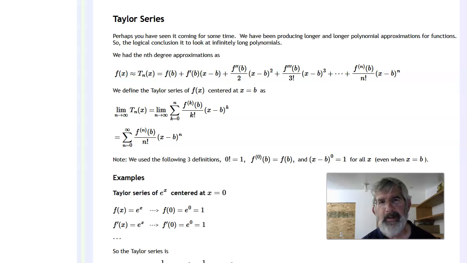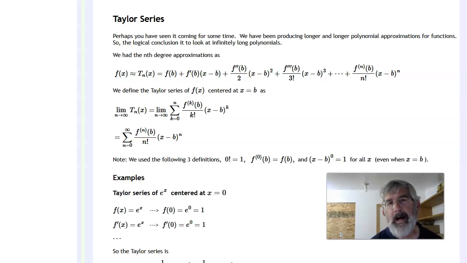So we finally made it to that part of the course that's actually the title of the course, right? This was a Taylor series course, and this section is on Taylor series. And perhaps you've seen this coming, because what we've been doing for the last few weeks is building up better and better approximations of a function. So we started with constant, then linear, then quadratic, cubic, fourth, right? Nth degree polynomial approximations of a function.